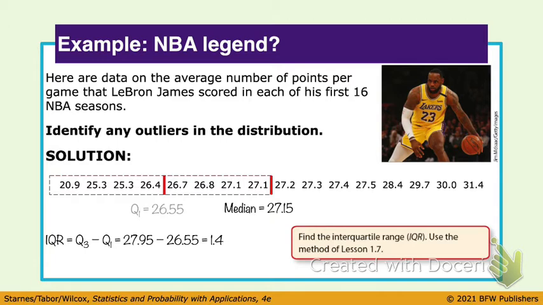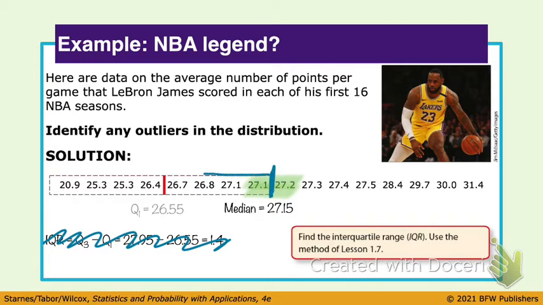We will find that we have two numbers that are in the middle here. These two are in the middle. So my true median is 27.15. That's the true median. Then we're going to find Q1. So I've got my median here in the middle.